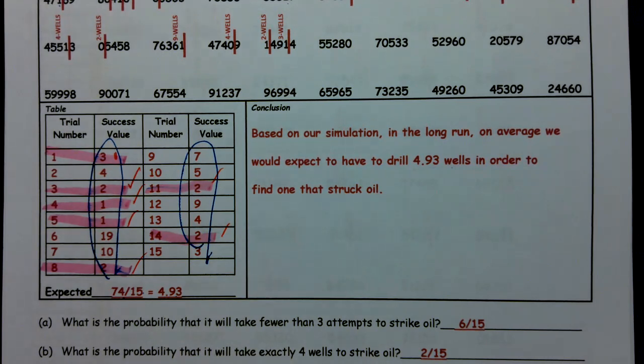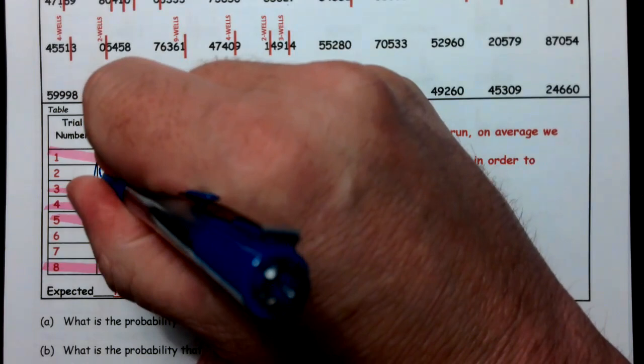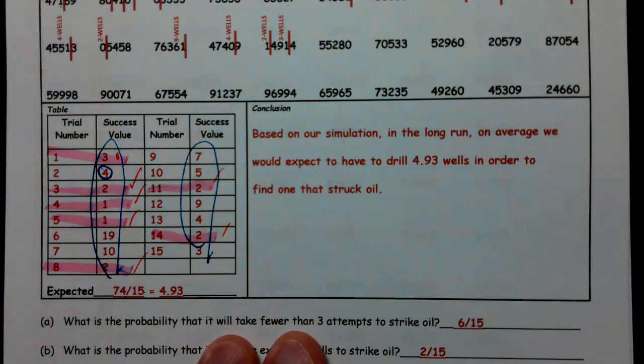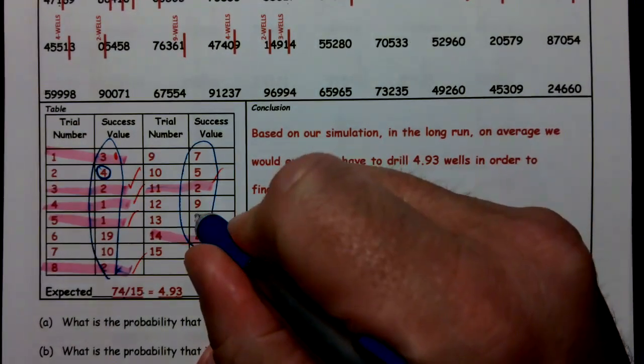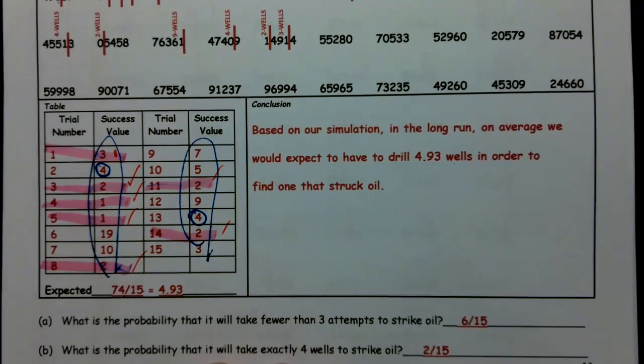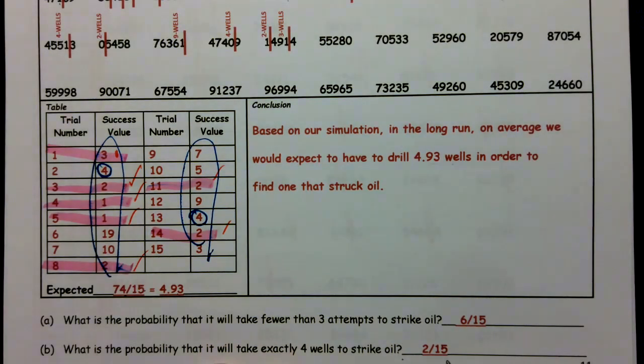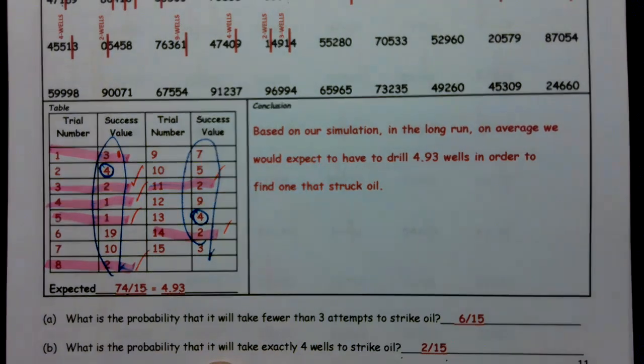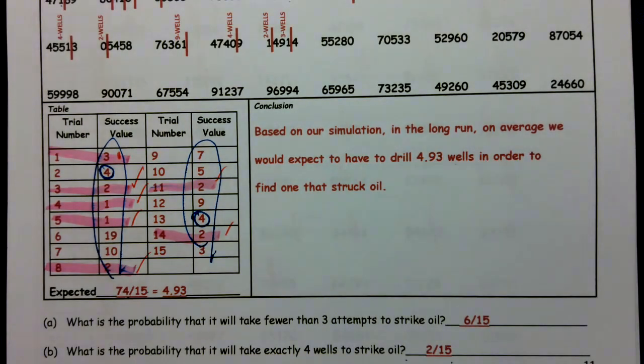What's the probability that it takes exactly 4? Well, that means I need to go back and look and ask, how many times did it take exactly 4? Well, I see that it took 4 here. So that's one time. And I see the next time it happened here. And so that's 2 times. So 2 out of 15. So basically, I can get a lot of other questions that I could answer from the table.